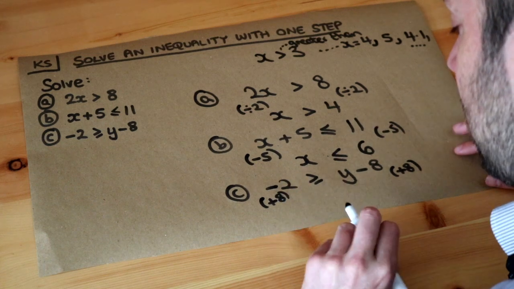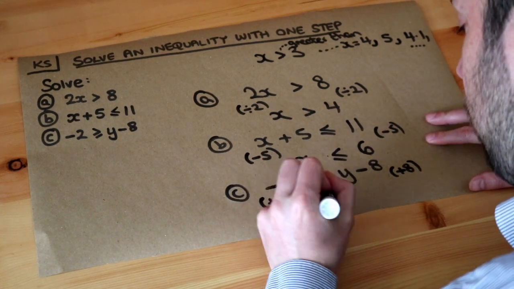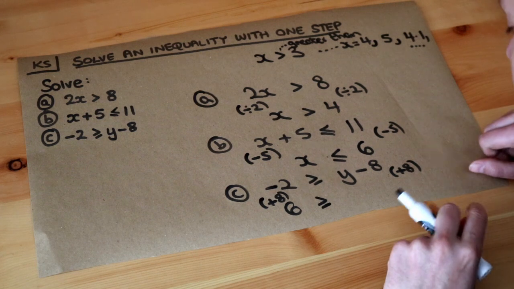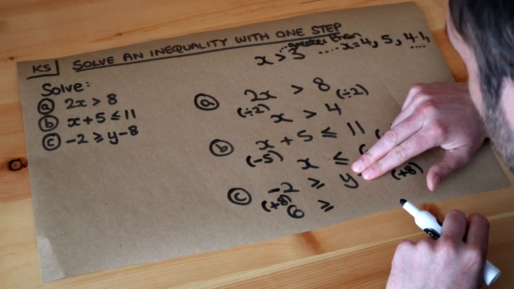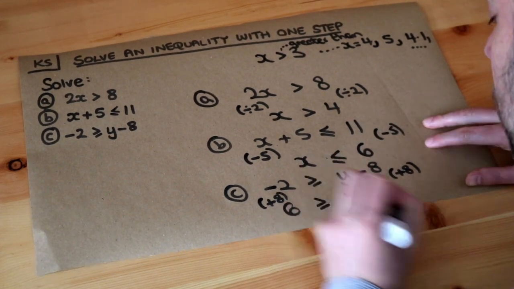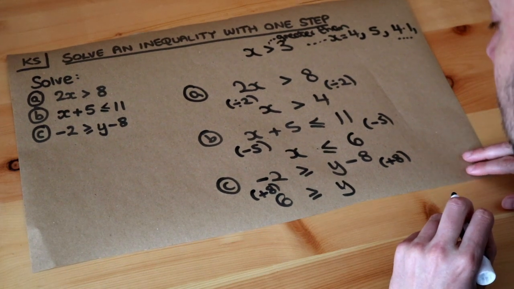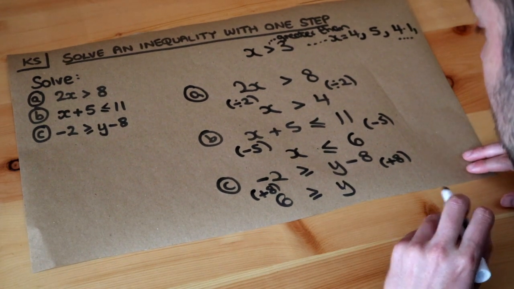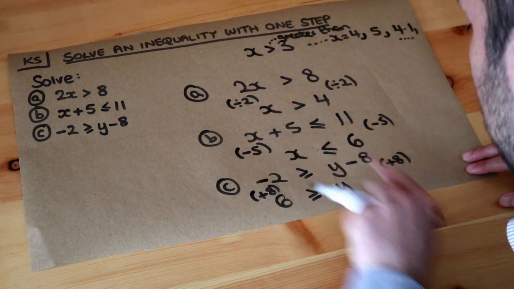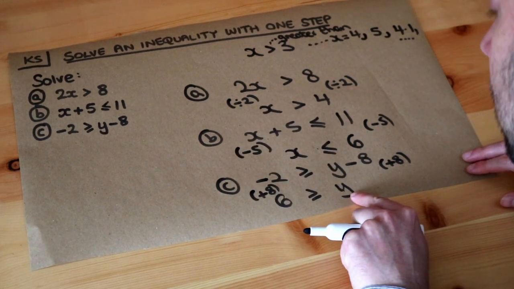Now, minus 2 plus 8 is equal to 6, greater than or equal to, and on the right-hand side, the plus 8 gets rid of the minus 8, and we're left with y. And that is the final answer. Now you might think this is a bit different because in the previous ones we had x on the left, whereas here the y is on the right of the inequality.